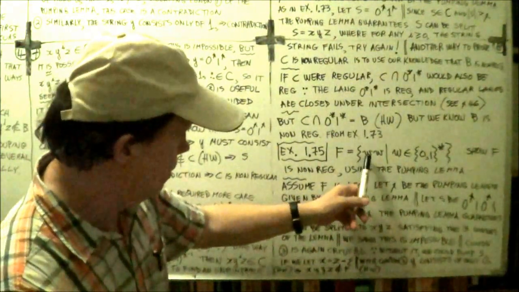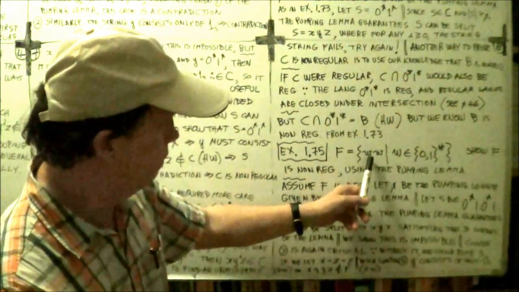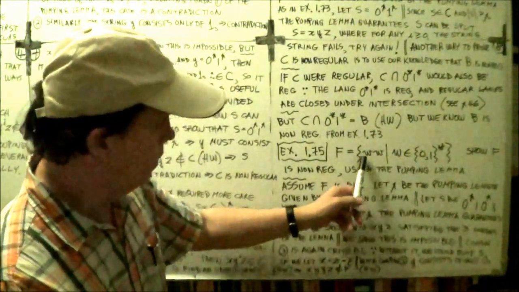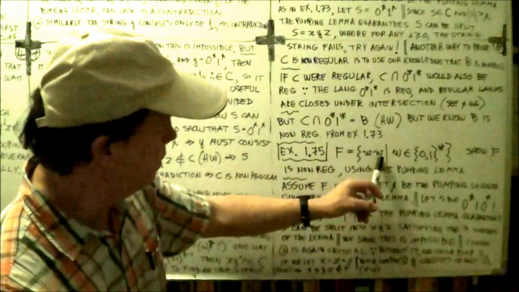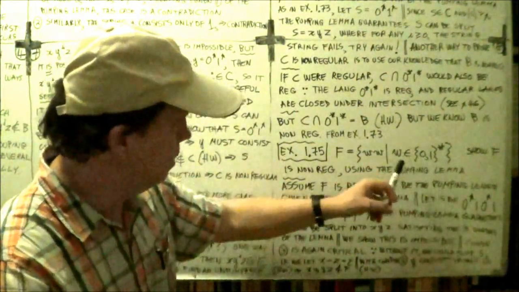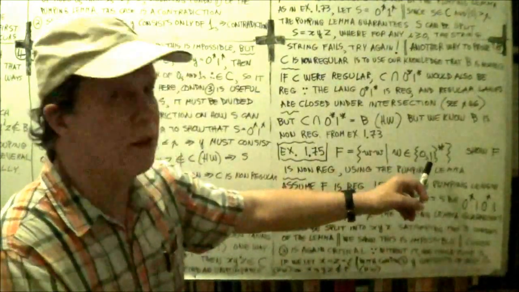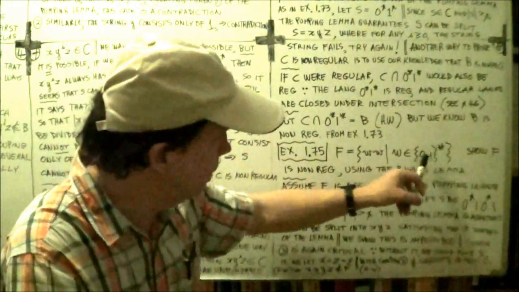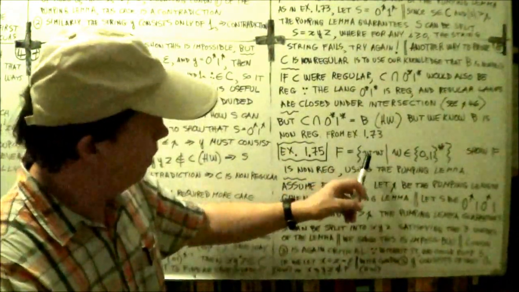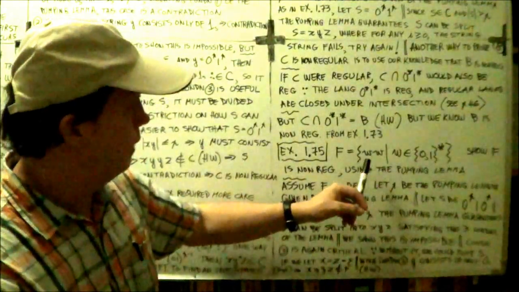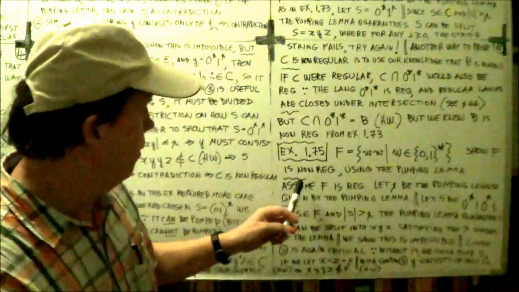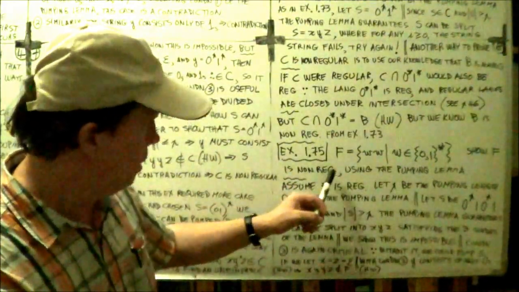What's going on here? You have a substring and its duplicate, like a clone. Whatever this is, it gets cloned. W is just an arbitrary binary string. We'll call this language F the set of WW, a binary string followed by its clone, and we have to show that F is non-regular.